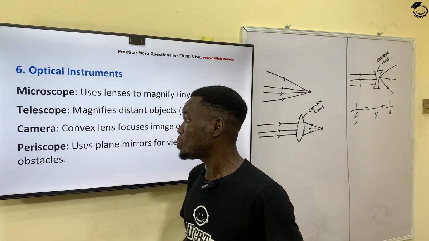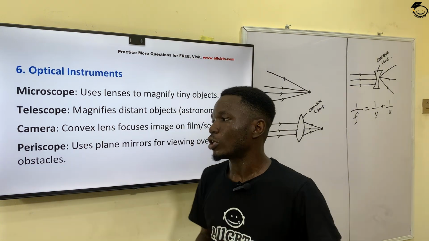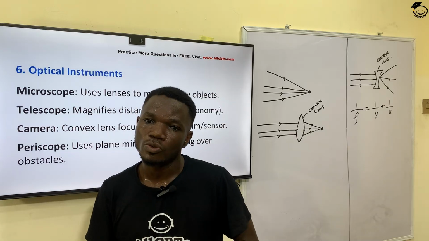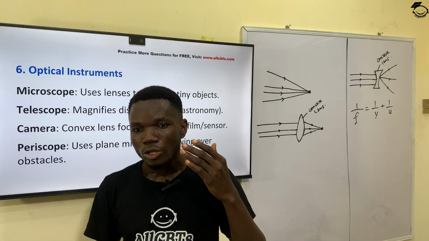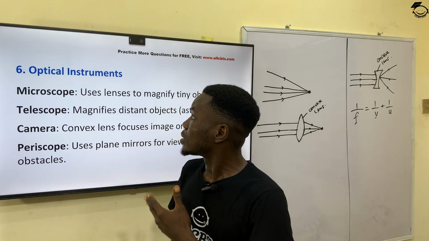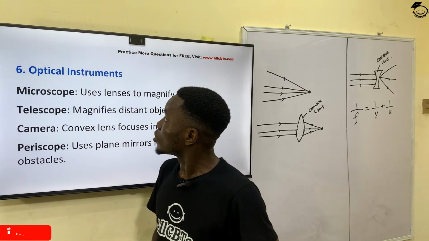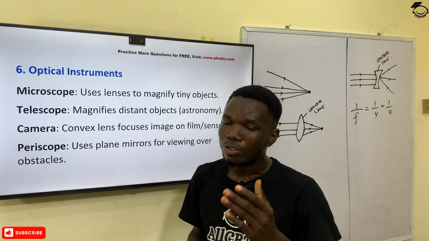We also have what is called the periscope. This uses plane mirrors for viewing objects over obstacles. You can see examples of the periscope in submarines. So they use what? Periscope. And these are what? Some of the applications of light waves. Moving on.